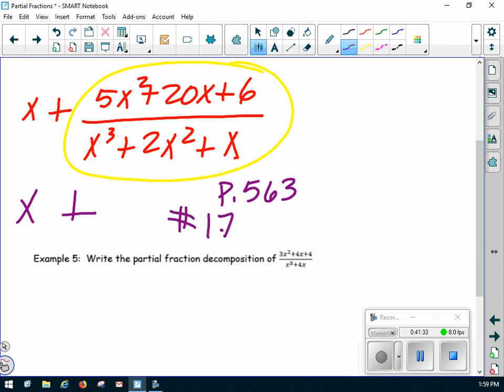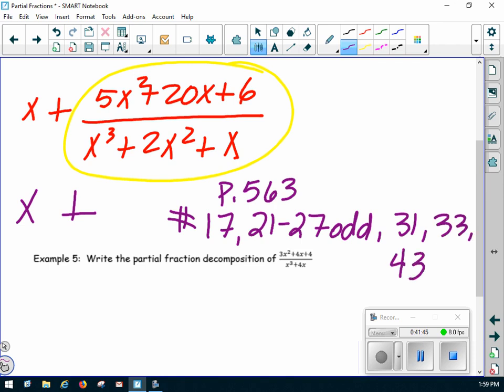17, 21 through 27 odd, 31, 33, and 43. That's 8 questions. Again, you cannot do them all. You can do 17. You can do 21. And folks, that's all you can do. Tonight or tomorrow night, 17 and 21. Try to do those 2. Okay? Just 2.